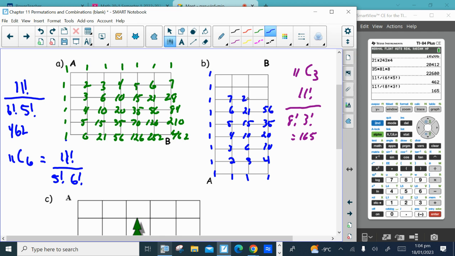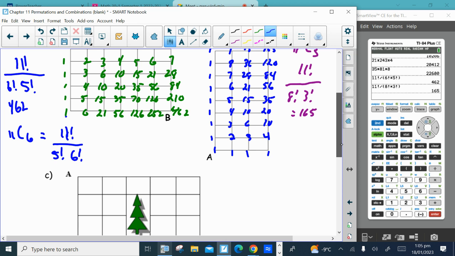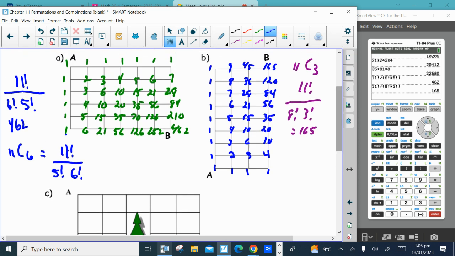That'll be 7. 28. 56 and 28 is 84. That'll be 8. That'll be 36. 84 and 6 is 90. Plus 30 is 120. 1 and 8 is 9. 9 and 36 is 45. 45 plus 120 is our 165. So it checks. Same answer that we got using combinations. 165.